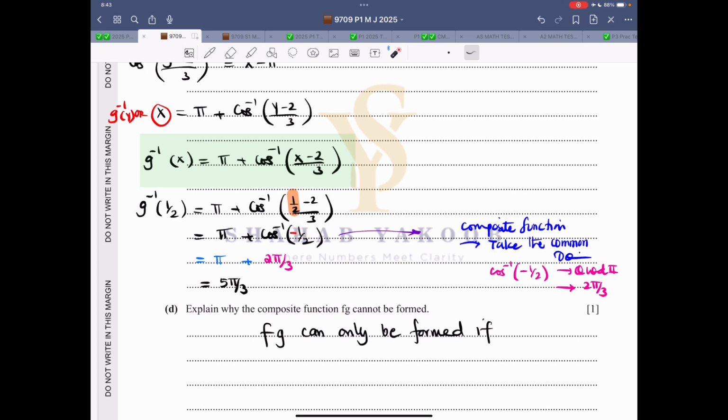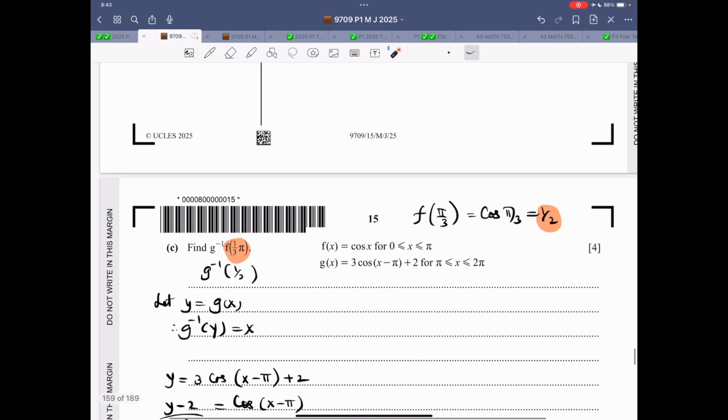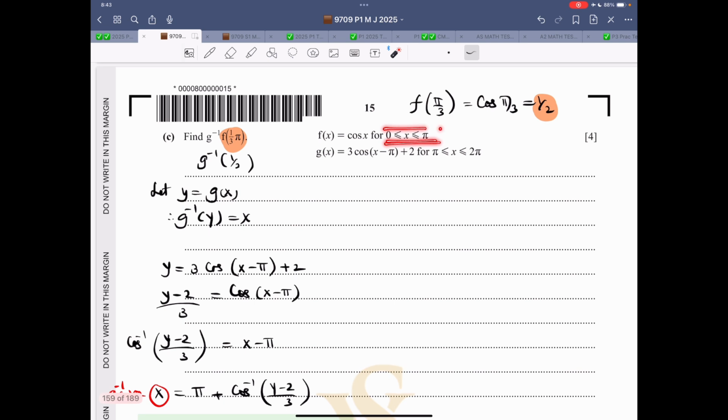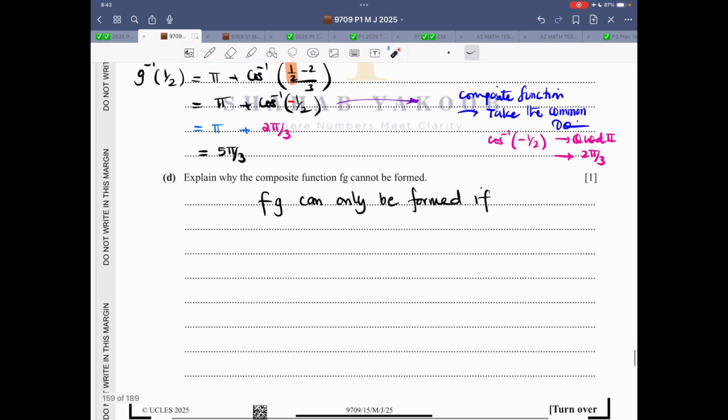So now we are talking about a composite function. We should take the common domain. One domain is between 0 and pi. The other domain is between pi and 2 pi. So let's take this domain, between 0 and pi, because it's dependent upon f. So g inverse is dependent upon this. So let's focus on this. Now we are talking about the second quadrant. Therefore, cos inverse of negative half is 2 pi by 3. And this is coming out to be 5 pi by 3.